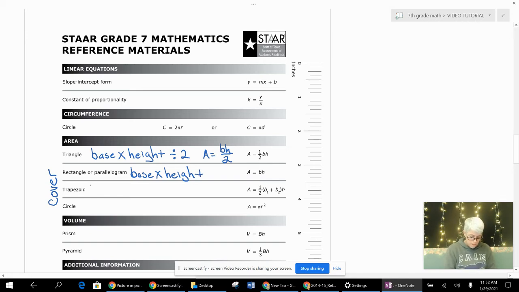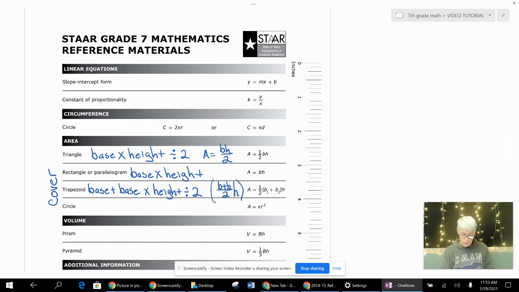Trapezoid, this is base plus base times height divided by 2. That's one way to look at it. The other way to look at it is base plus base divided by 2 times the height. I mean, either of these ways, just expanding it, helping you understand it more.